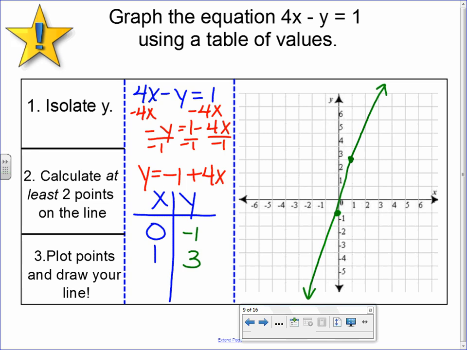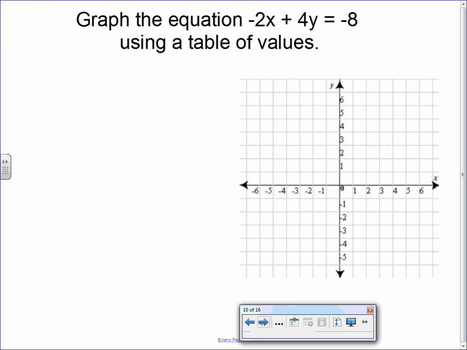All right, let's do one more together. Same idea. I get the y alone, make an xy table, plot my points to get my line. My equation is negative 2x plus 4y equals negative 8. How do I get the y by itself? What's your first step be?